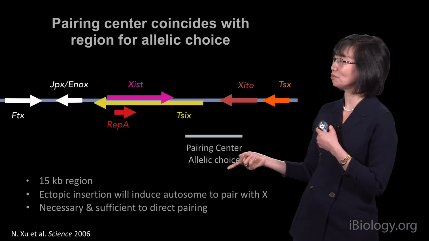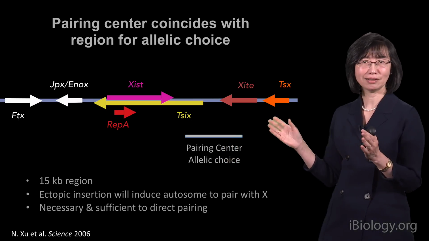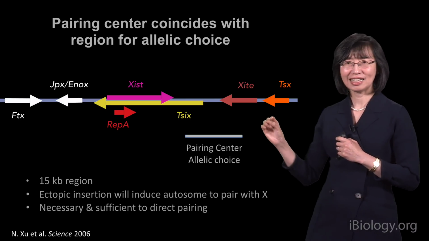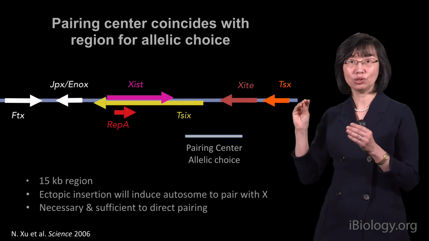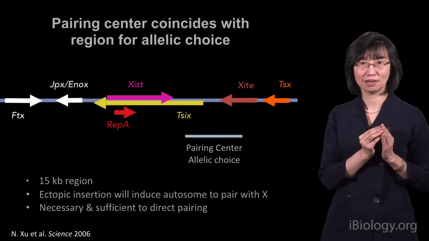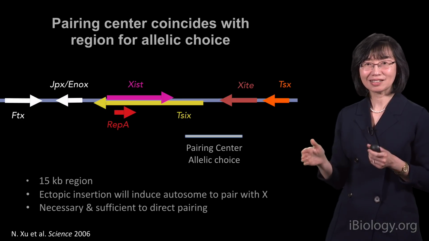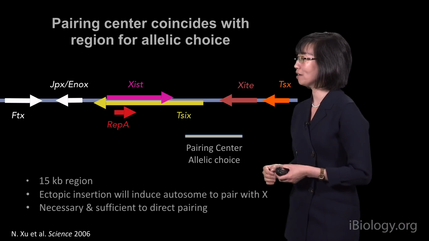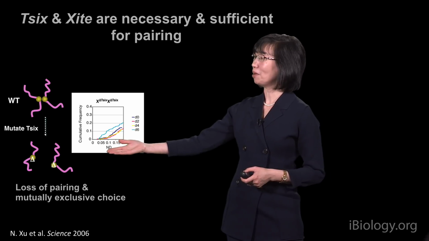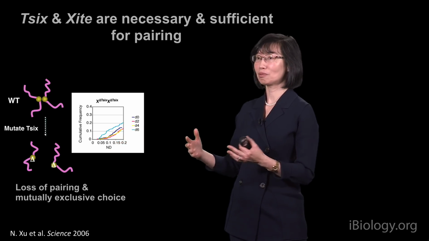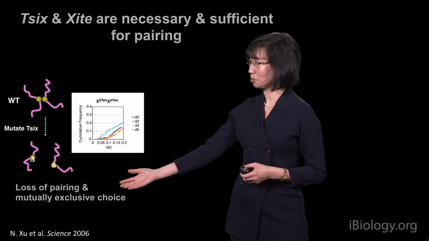So this is a 15 kilobase region, and intriguingly, if we were to take this genetic region and insert that into an autosome far away, that autosome is now induced to pair with the X chromosome. So this very, very small region is both necessary and sufficient to direct pairing. All right, so here are some real-life experiments. When we delete both copies of Tsix, the chromosomes no longer pair, and as I mentioned, there's a loss of mutually exclusive choice.